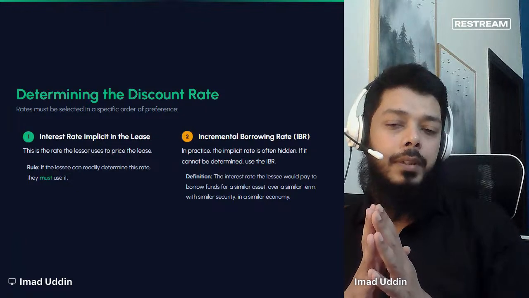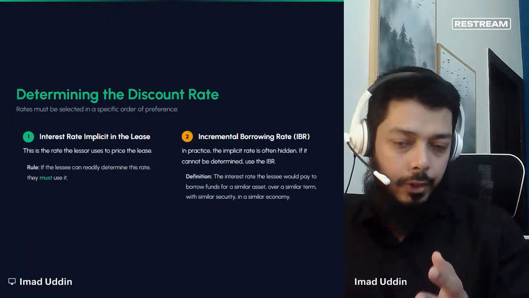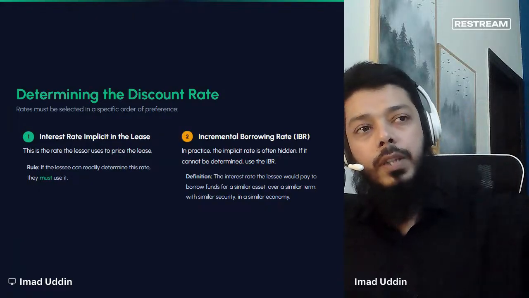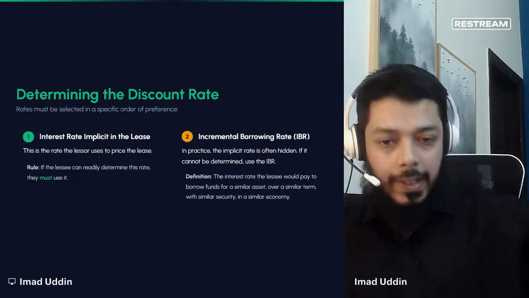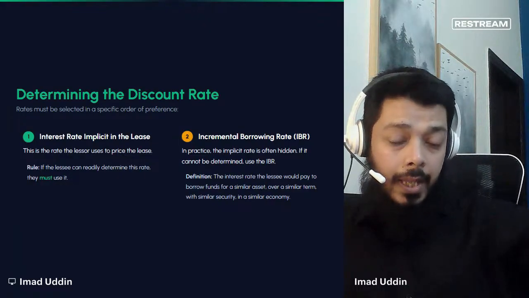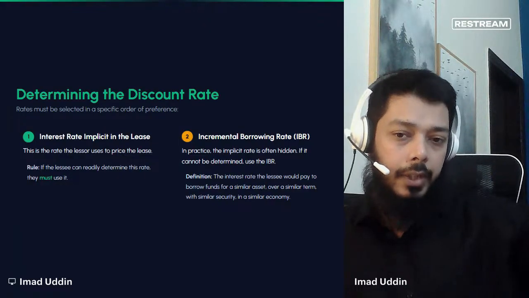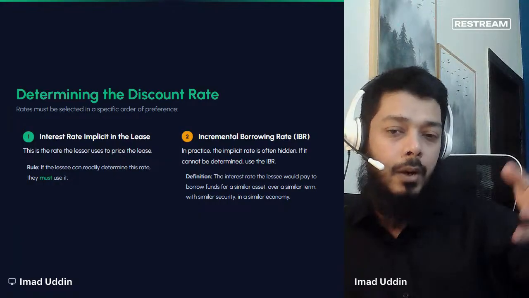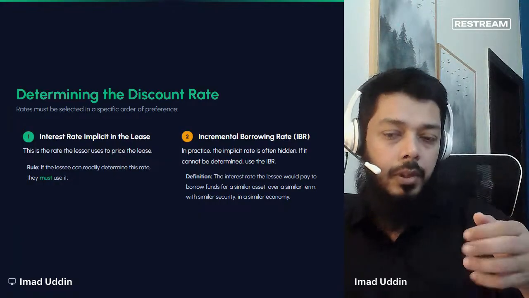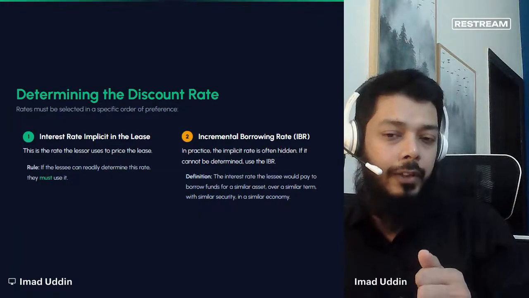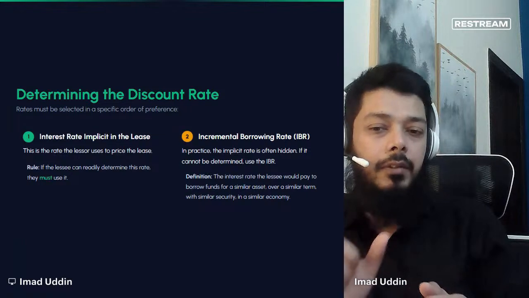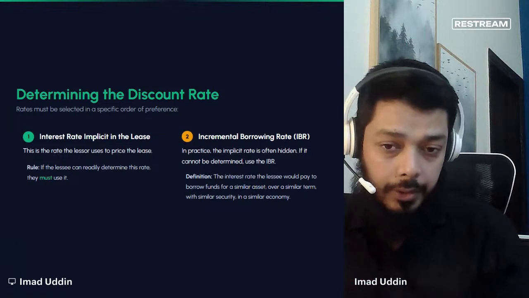So the interest rate implicit in the lease is the IRR for the lessor, which means that it is a rate that discounts the future lease payments that the lessor will receive, plus any residual value guarantee or unguaranteed residual value that the lessor will receive. It discounts those future payments to the present value, or to the fair value of the asset plus any initial direct costs that the lessor has incurred.